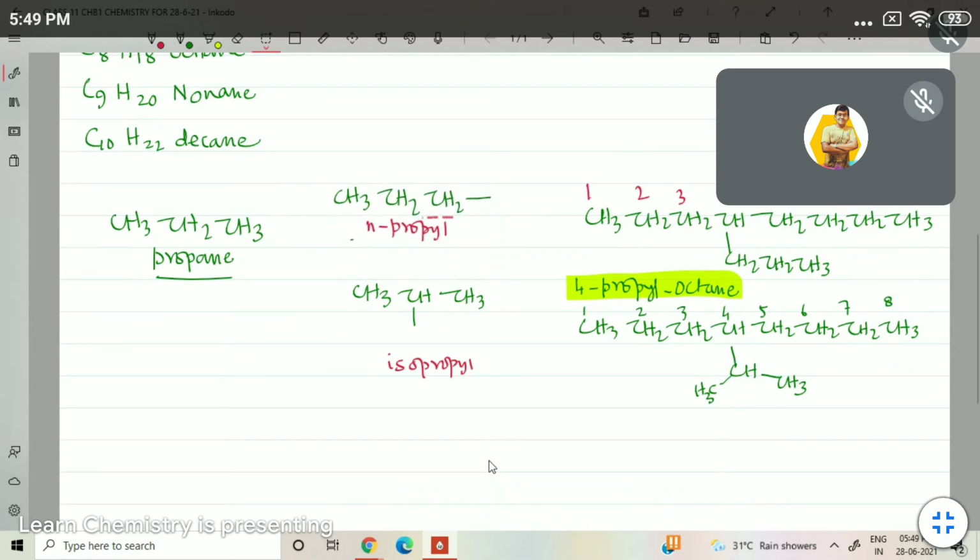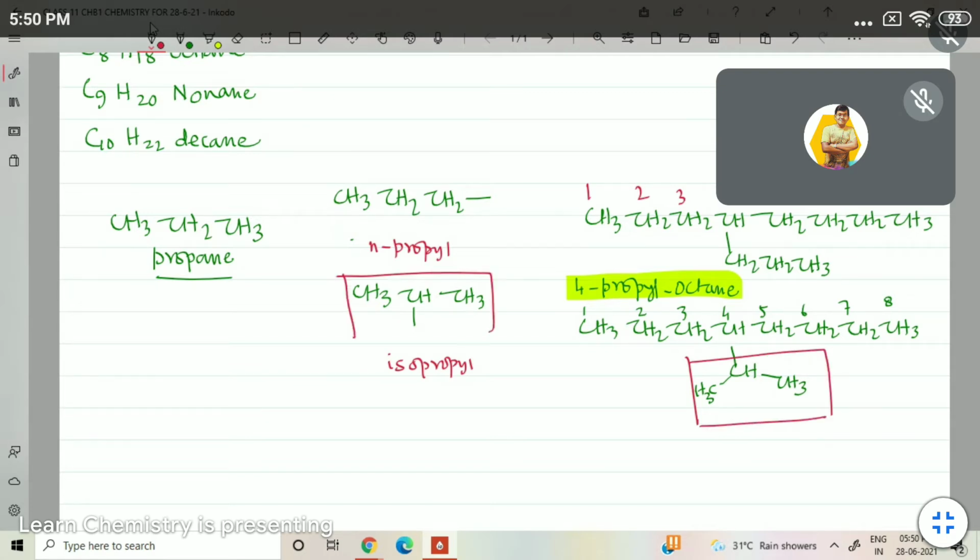Why? This is isopropyl group. This is isopropyl group. So this is 4 isopropyl octane. 4 isopropyl octane. All right. Understood?